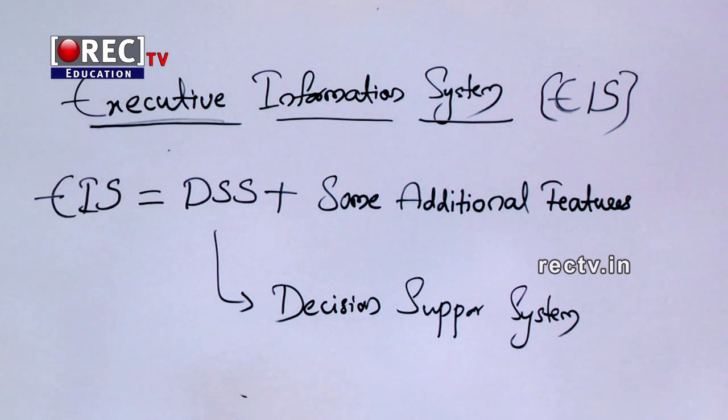Decision support system provides information only in online processing. But the executive information system provides both online and real-time processing. Here, online processing is where human intervention is compulsory. But in real-time processing, everything is automatic, that is, no human intervention is required to get the information from the system. Now let us see what the unique features of the executive information system are which make it different from the decision support system.